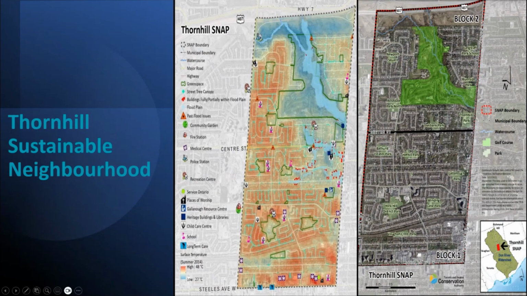The next site we wanted to go over was the Thornhill Sustainable Neighbourhood Action Program, or SNAP, a comprehensive action plan for neighbourhood resilience and revitalization that integrates local community interests, sustainability objectives, and climate adaptation strategies under an overarching theme of historically rich, culturally diverse, green, and connected areas.